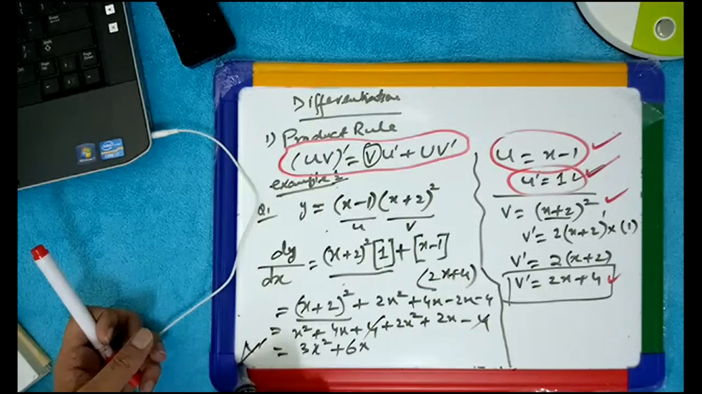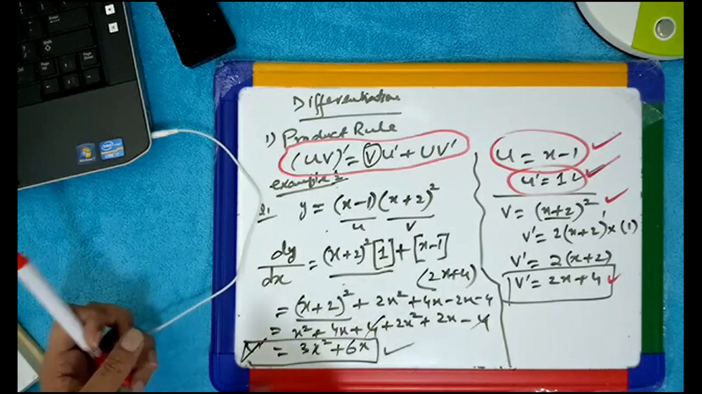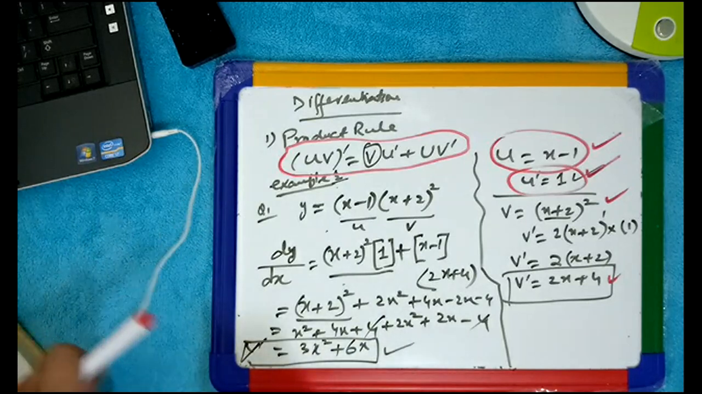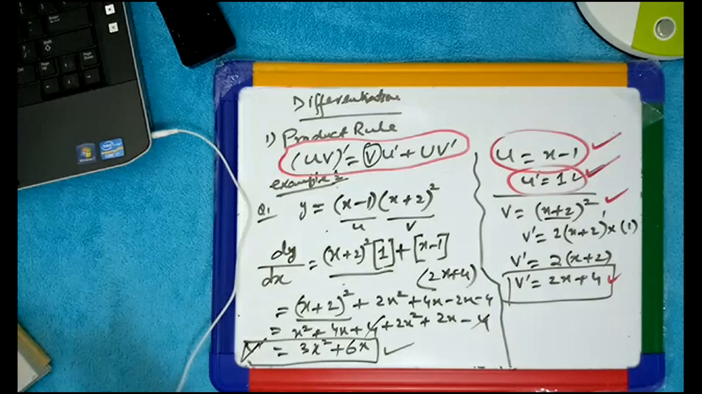So your derivative is this. Final, your result is this. This is your answer. Got it? Okay. This is the first example for you. Now see, slowly we will take some more harder examples.